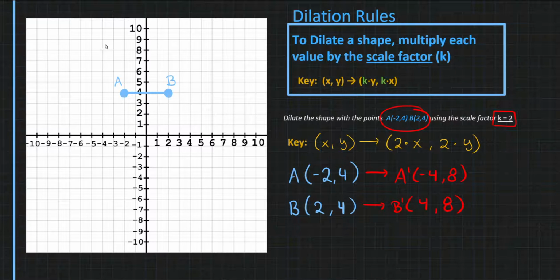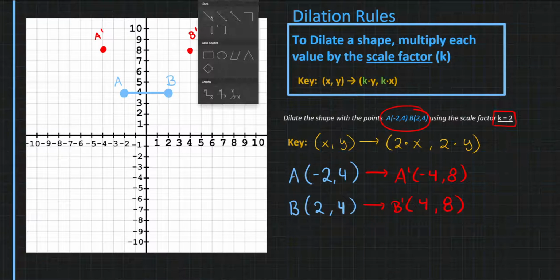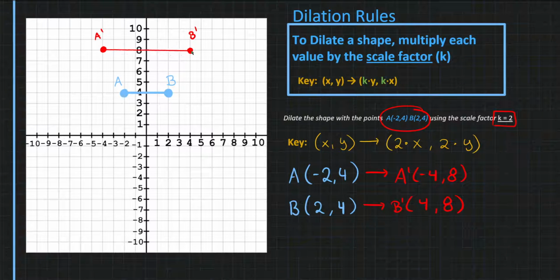Negative 4, 8 would be right here. And 4, 8 would be right here. This is A prime, B prime, and now a little line to connect them. That's a bad line. Let's try that again. Let's cheat a little bit. Here we go. That's a much better line. There you have it, guys.